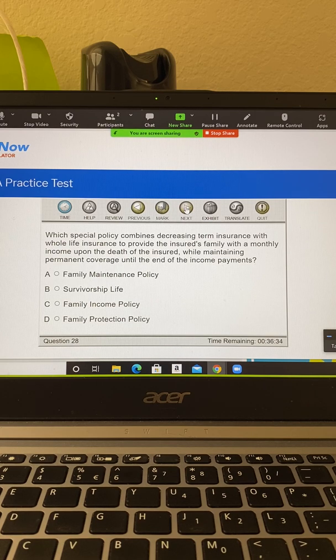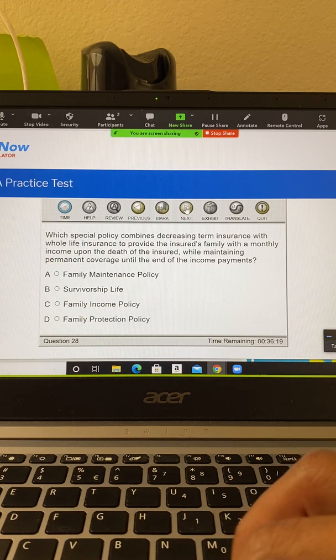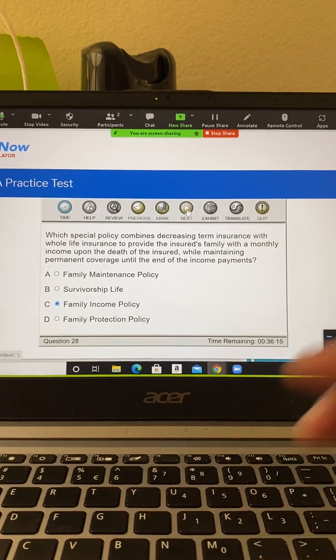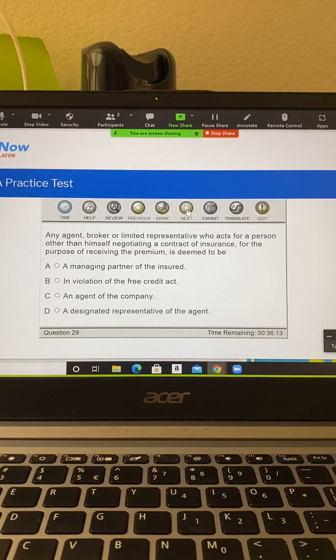I'm good to go. A special policy combines decreasing term insurance with whole life insurance to provide the insured's family with a monthly income upon the death of the insured, while maintaining coverage until the end of the income payments. That's how you're supposed to drive right there. That's what I'm talking about.